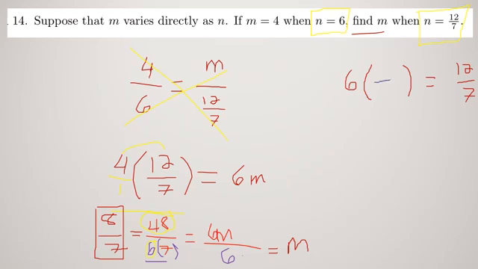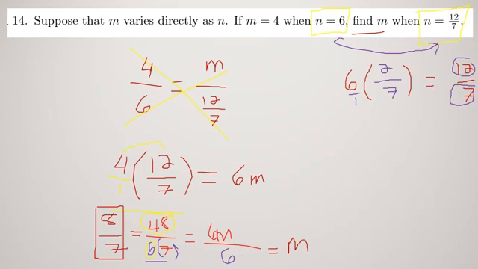Sa numerator, mag-multiply ka ng 2. Sa denominator, mag-multiply ka ng 2. Bakit 2? Para makakuha ka ng 12, di ba? Sa denominator, mag-multiply ka ng 7. Bakit? Kasi yung denominator niyo 1. So, para makakuha ka ng 7. So, ito yung i-multiply mo sa 6, 2 over 7, para makuha mo yung 12 over 7.